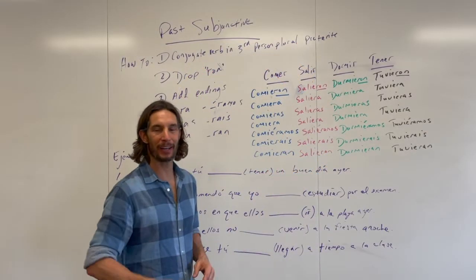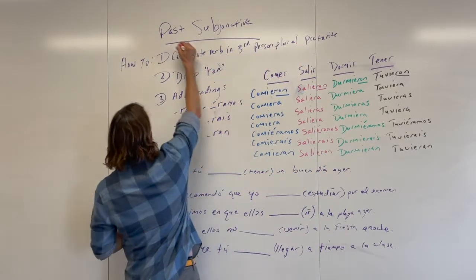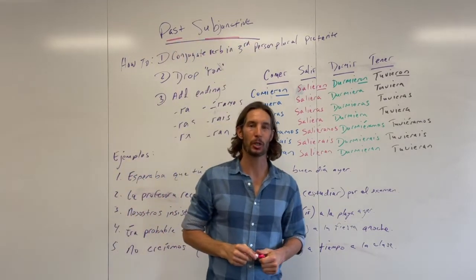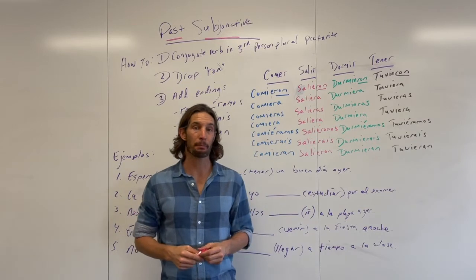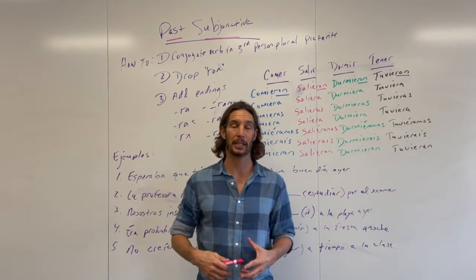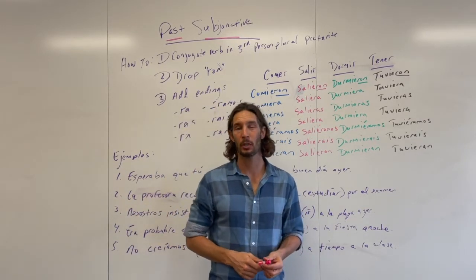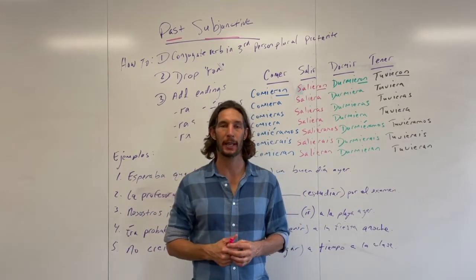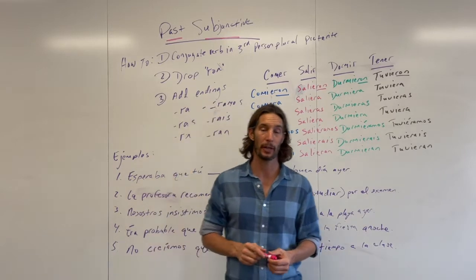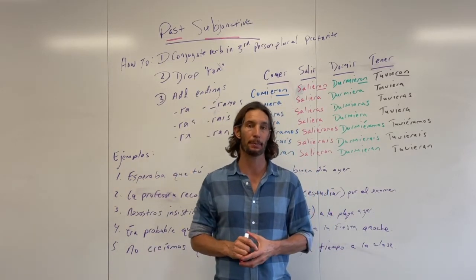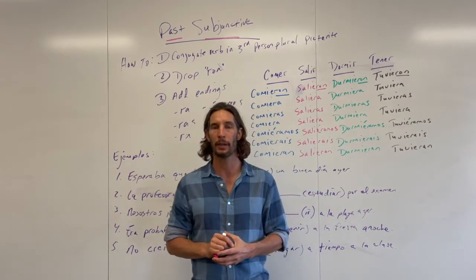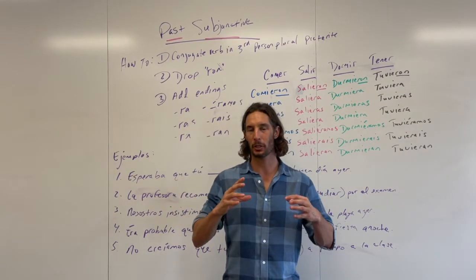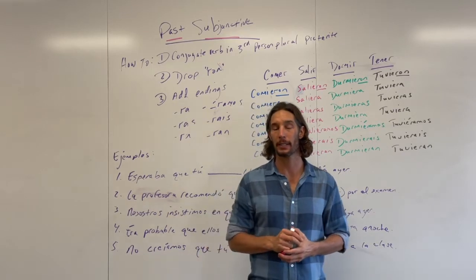What's up, everybody? Today, as you can see up here, we're going to have a look at what we call the past subjunctive. It's also known as the imperfect subjunctive, or in Spanish, el imperfecto del subjuntivo. I should start by saying there are actually two ways of doing the past subjunctive in Spanish, but I'm only going to show you one, so hopefully that'll avoid some of the confusion.